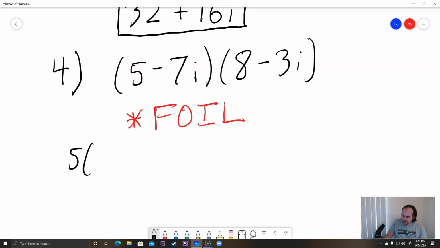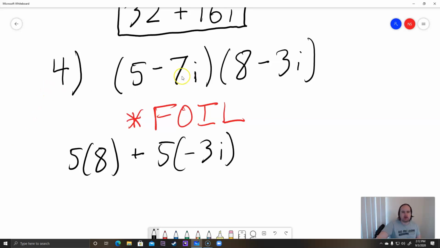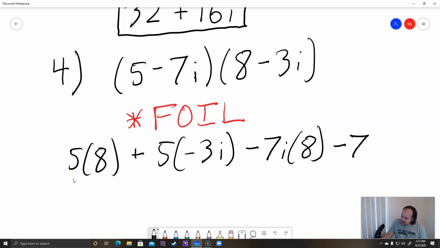So we're going to have 5 times 8 for the first. The outer is going to be 5 times negative 3i. Okay, so plus 5 times negative 3i. And then the inner is going to be negative 7i times 8. Okay, so minus 7i times 8. And then the last is going to be negative 7i times negative 3i. Minus 7i times negative 3i.